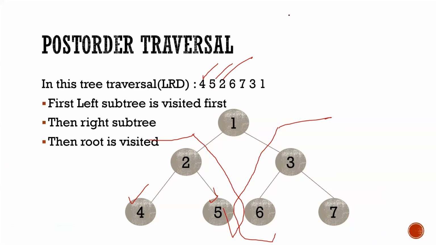We came to the right subtree. For the right subtree, the root node is 3, the left node is 6, and 7 is the right node. So first the left node 6 is printed, then the right node 7 is printed, and then the root node 3 is printed. So for the left and right subtrees, the root node is 1. Okay, it is printed last.